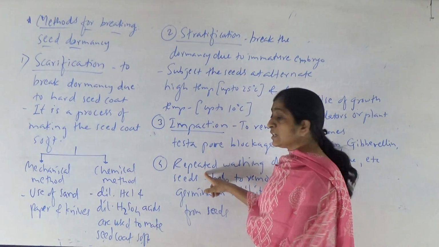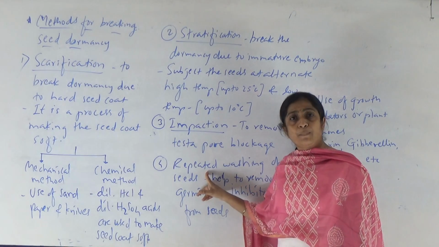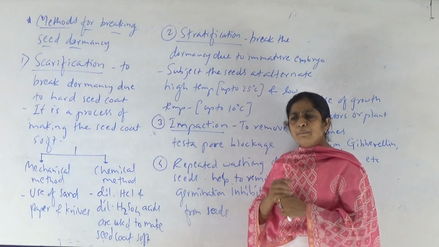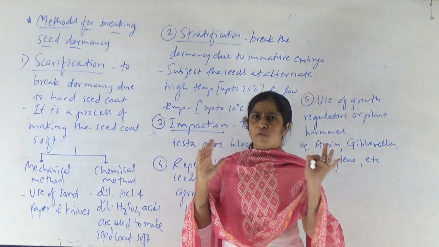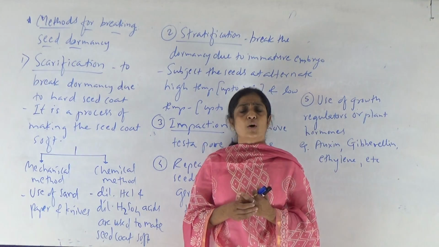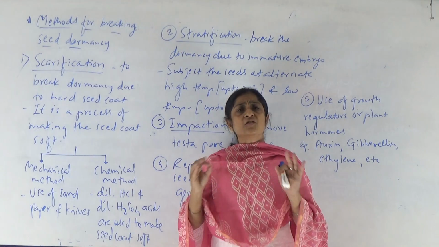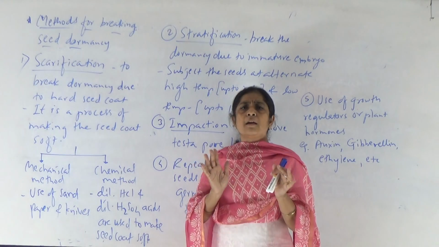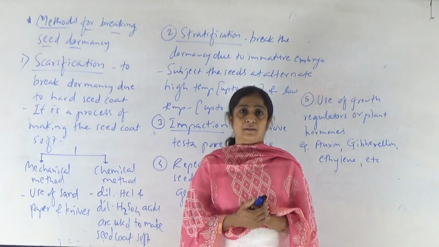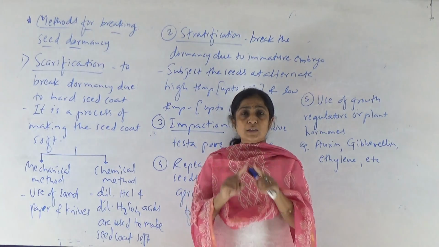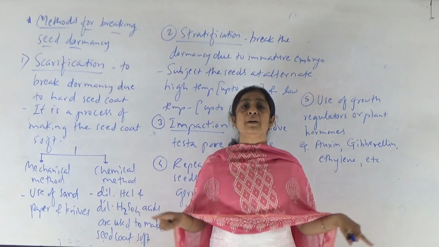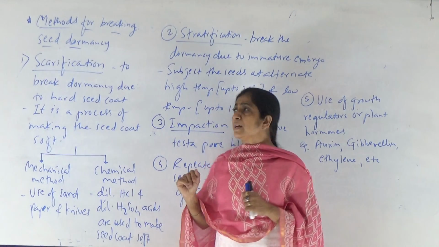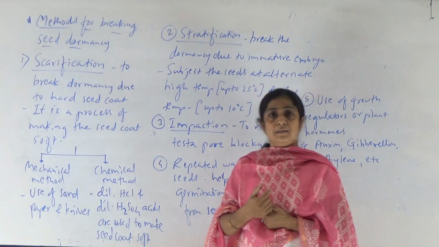Then if the seed dormancy in a wild plant is due to germination inhibitor, in forest or natural environment it is observed that many seeds can germinate after heavy rain. That is, after a very heavy rain, seeds of many trees start germinating. So that heavy rain causes complete removal of germination inhibitors from the seeds, and then seeds are able to germinate. So these are methods for breaking the seed dormancy.